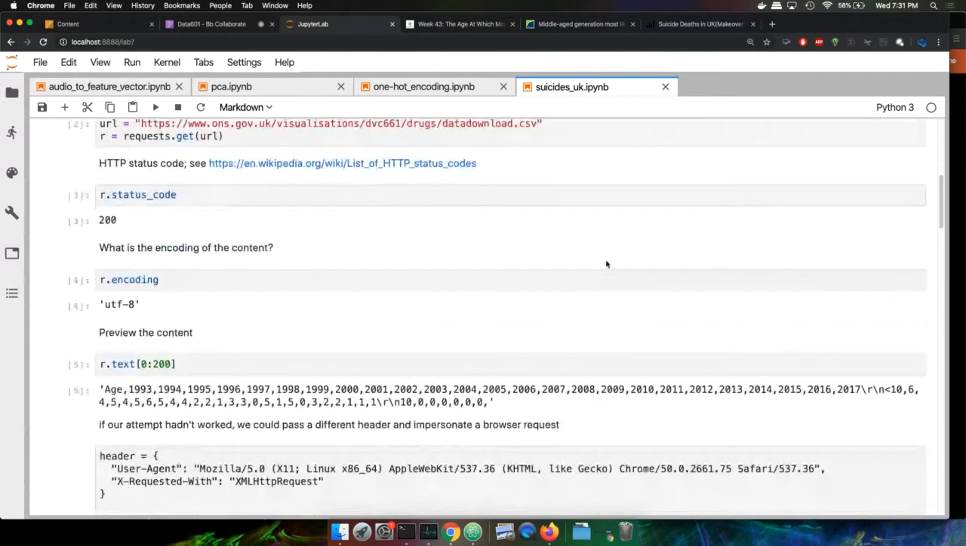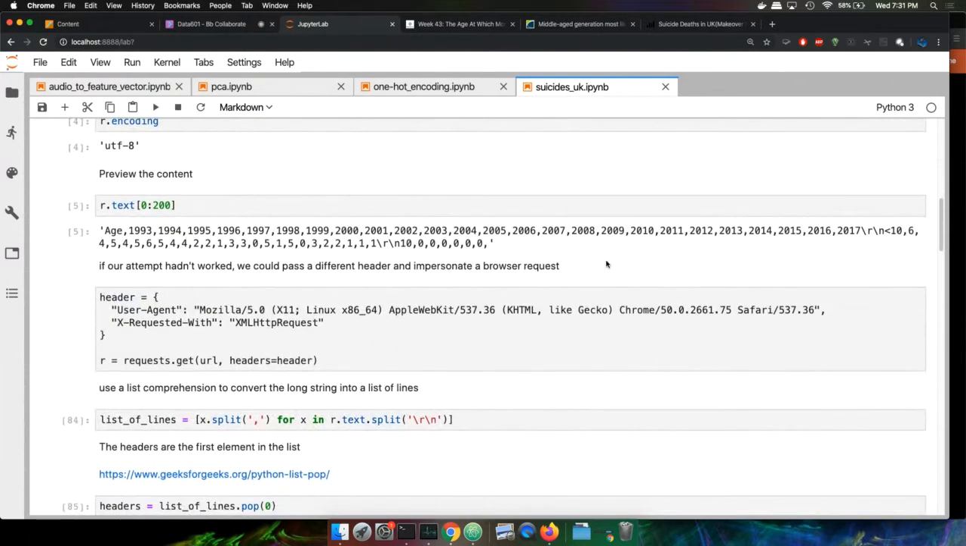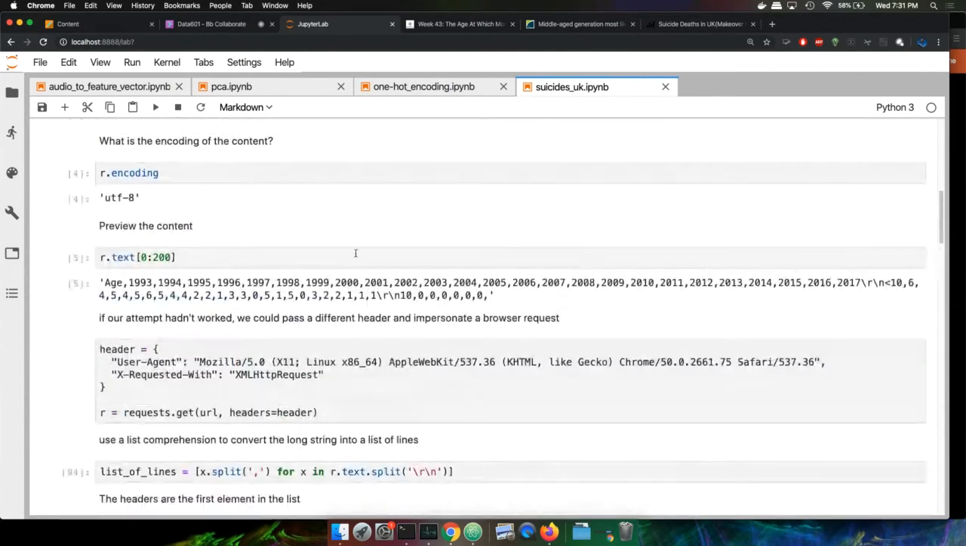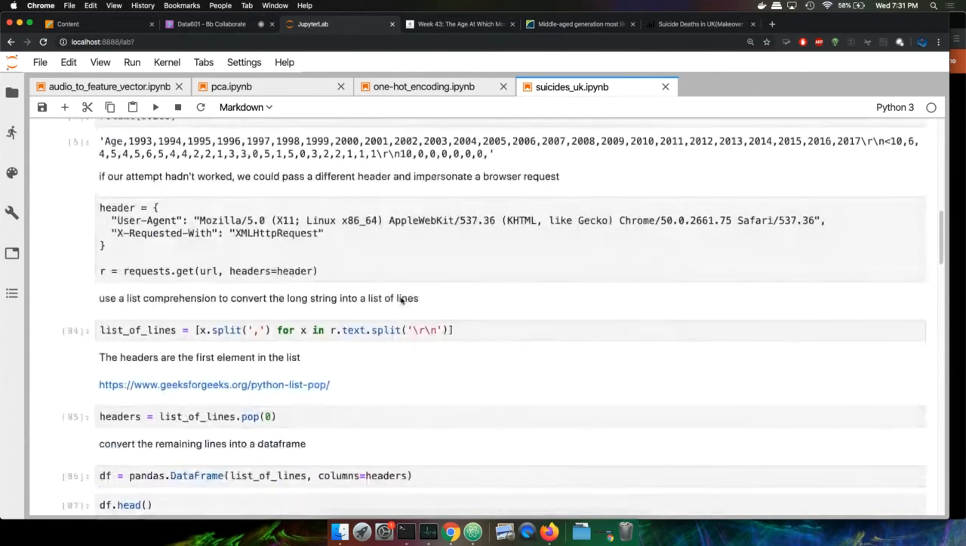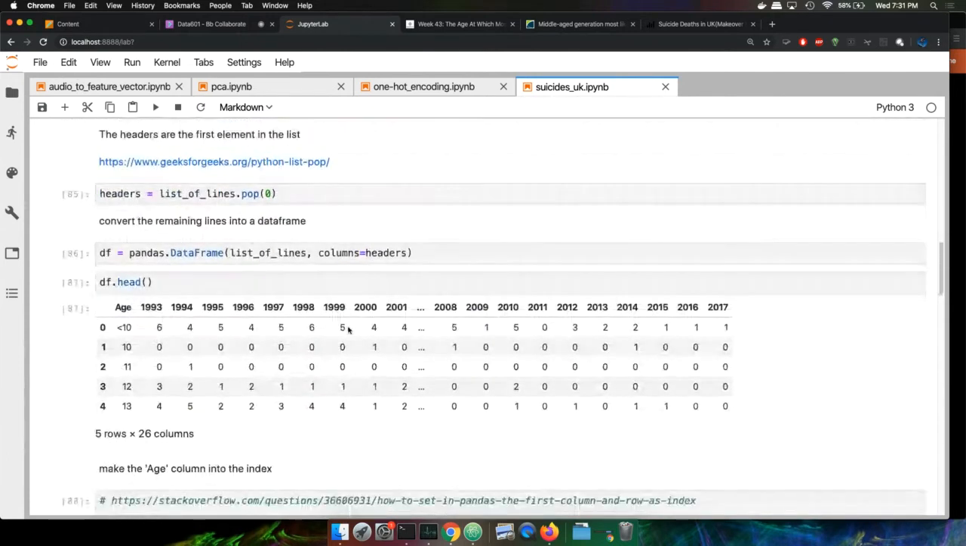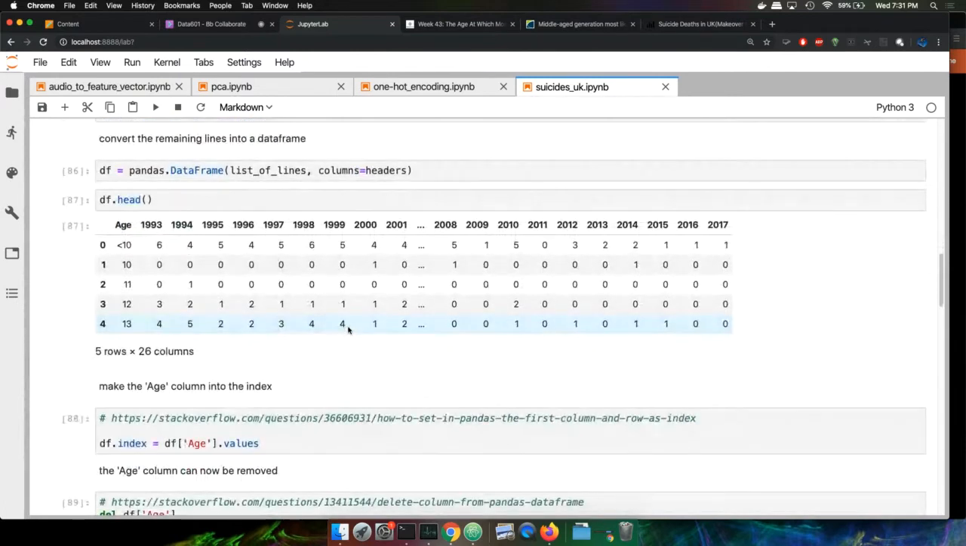And then I sort of preview it, look at the lines as well. And then I have to split. Originally it just comes in as this giant list of text, and it has these slash r slash ns. Those are the line breaks in the CSV. Now I know I can split on those line breaks and I get a list of the lines. And then I basically jam that into a pandas data frame.